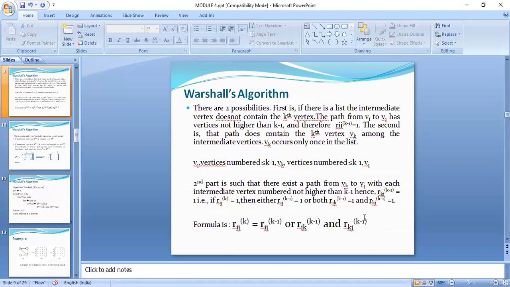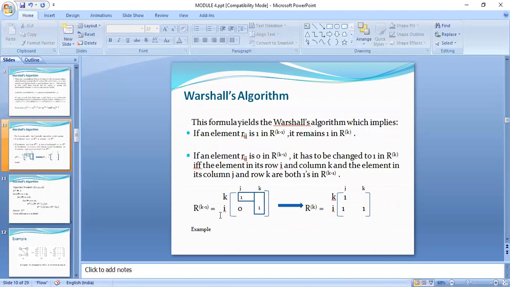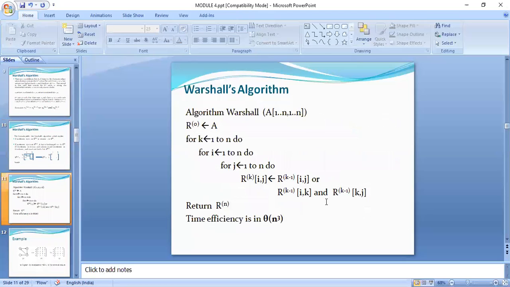Here you can see that if ij is 0 in the previous matrix, in the new matrix ij becomes 1. How? If your ik is equal to 1 and your kj is equal to 1, then your ij will be equal to 1. Based on this, we are writing an iterative algorithm. Since it is having 3 loops, the time taken will be of n cube. So this is all about your Warshall algorithm.